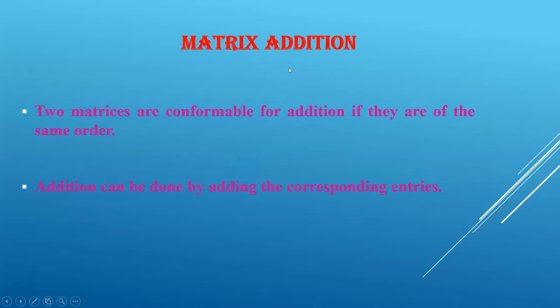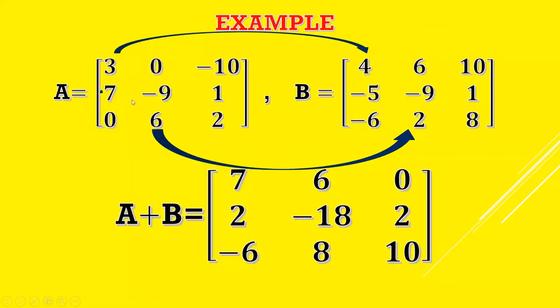Then matrix addition. Two matrices are conformable for addition if they are of the same order. Suppose A is a matrix of order 2 by 3 and B is a matrix of order 2 by 3. Then only we can add these 2 matrices. Addition can be done by adding the corresponding entries. Suppose A is given as 3, 0, negative 10, 7, negative 9, 1 and 0, 6, 2. And B is the matrix 7, 6, 10, negative 5, negative 9, 1, negative 6, 2, 8.